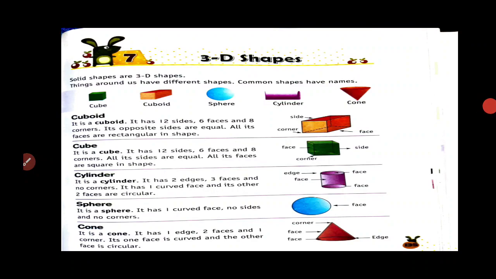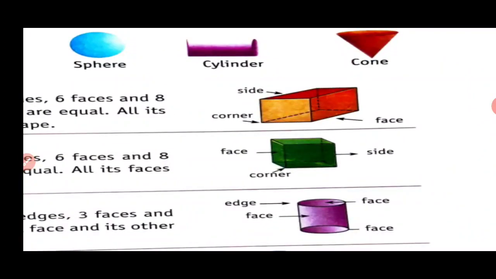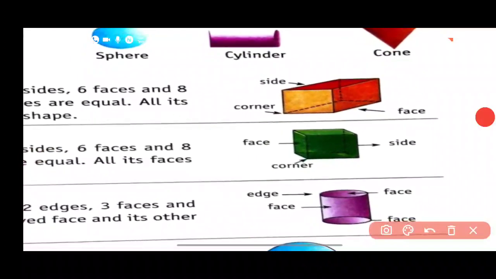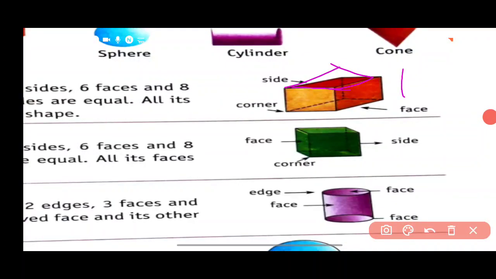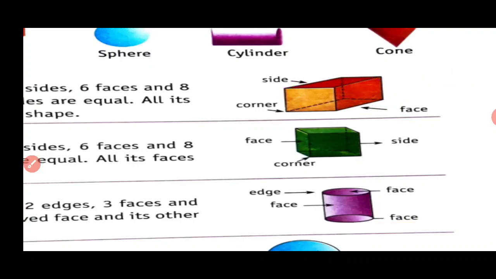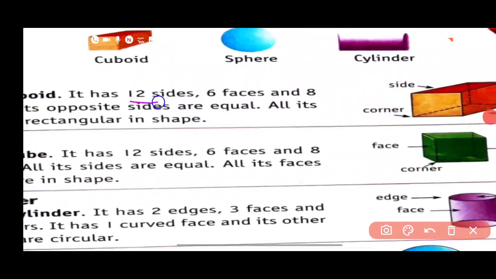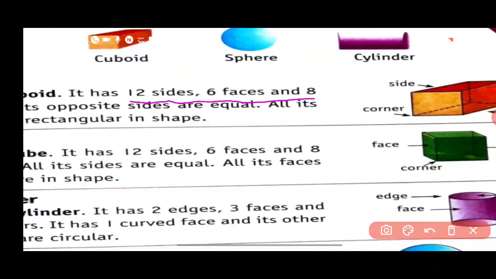Fine, let's understand this from the book now. If you can see, the first picture is of a cuboid. Children, this portion is called the side. A cuboid has 12 sides, and all these colored portions are called the faces, and a cuboid has 6 faces, and the points where these sides meet are called corners. So there are 8 corners. So underline this portion: 12 sides, 6 faces and 8 corners. This is the basic information of a cuboid.